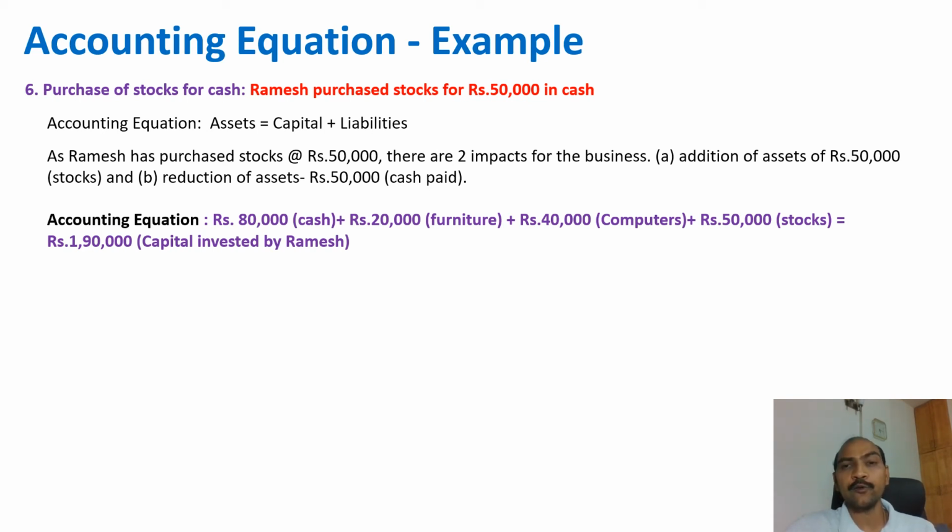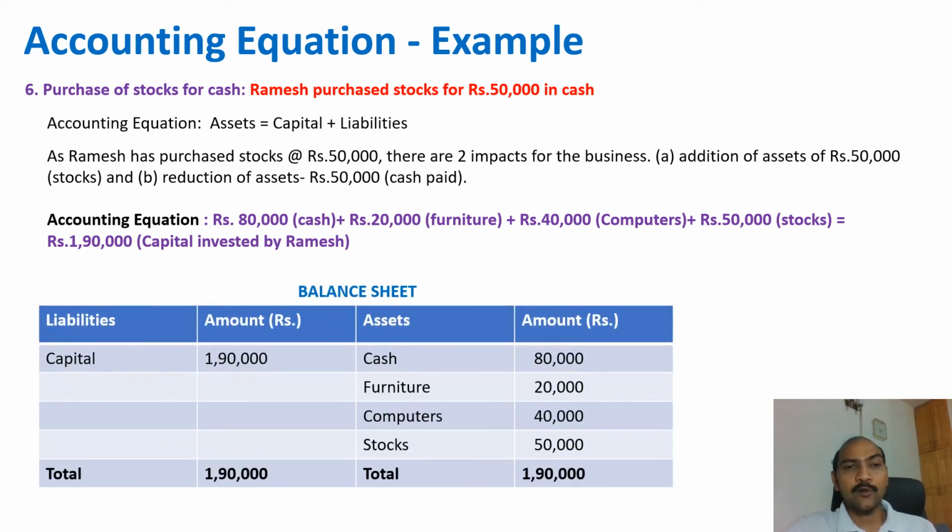50,000 stock gets added to the balance sheet, equal to 1,90,000 is the capital. Last time we saw that from 2,00,000 towards the salary is reduced, so it is 1,90,000. And the balance sheet on this date, if you see, capital 1,90,000, and on the asset side there is an addition of stock of 50,000 rupees and cash has reduced by 50,000 rupees, so it is 80,000. In total, the balance sheet is carrying a total asset of 1,90,000 and capital of 1,90,000.